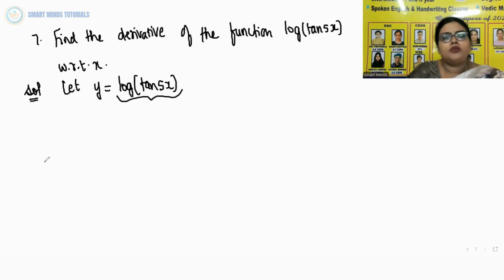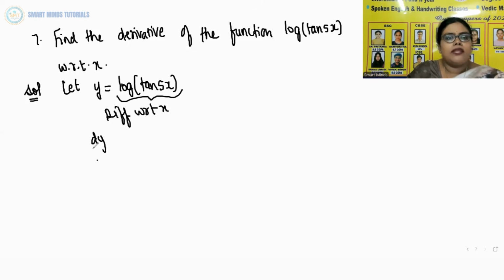This is one function only. Log of tan 5x is one function only. If you have log x into tan 5x, then this is separate function. This is u and this is v. So you cannot apply uv rule here because it is only one function. Understood? So we are differentiating with respect to x.